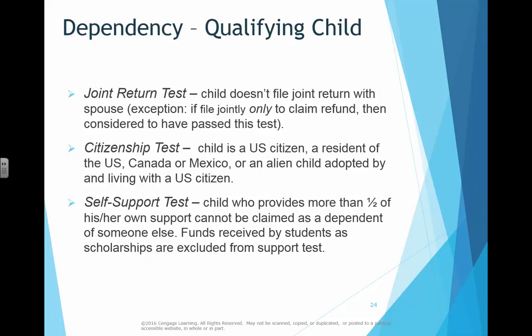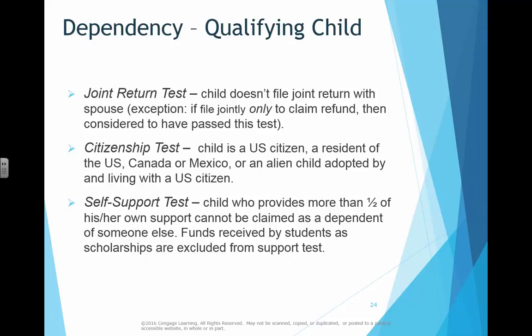Joint return. Your child can't be filing a joint return with somebody else. In other words, they've got to be single, pretty much. Citizenship, they've got to be a citizen or a resident of the U.S., Canada, or Mexico. And lastly, you've got to do the math to make sure you support more than half of them.